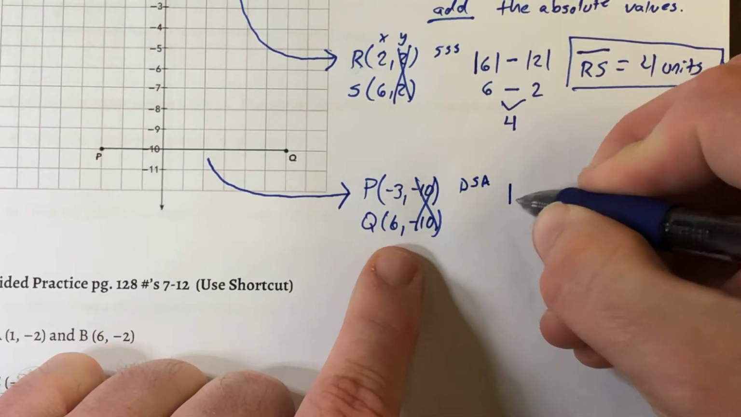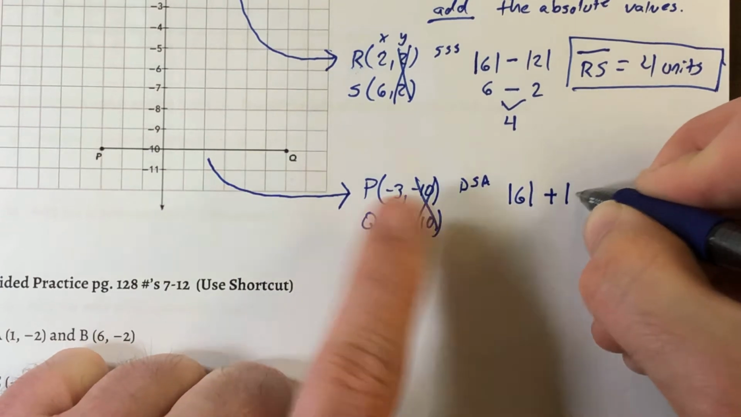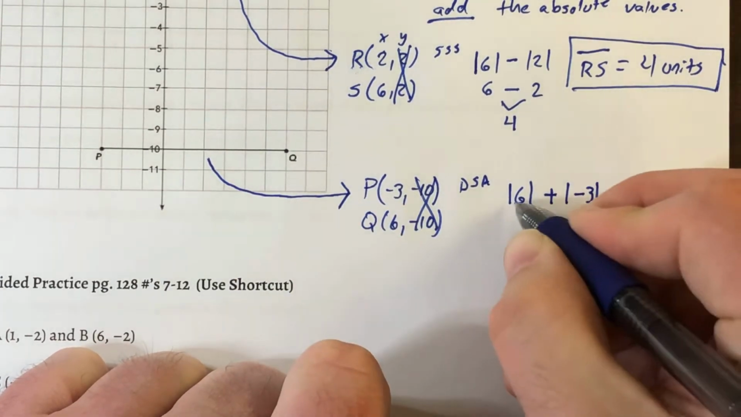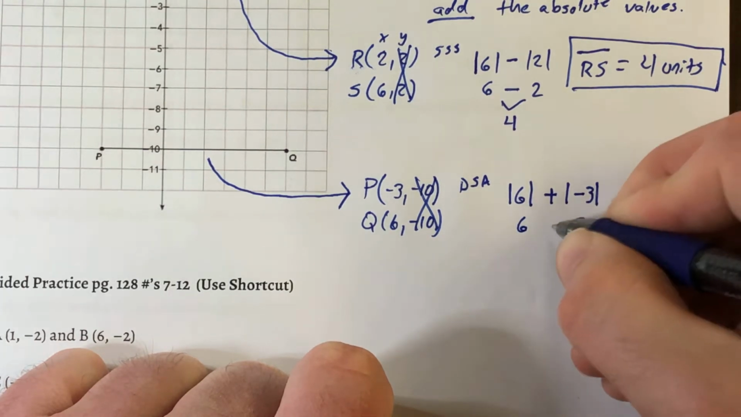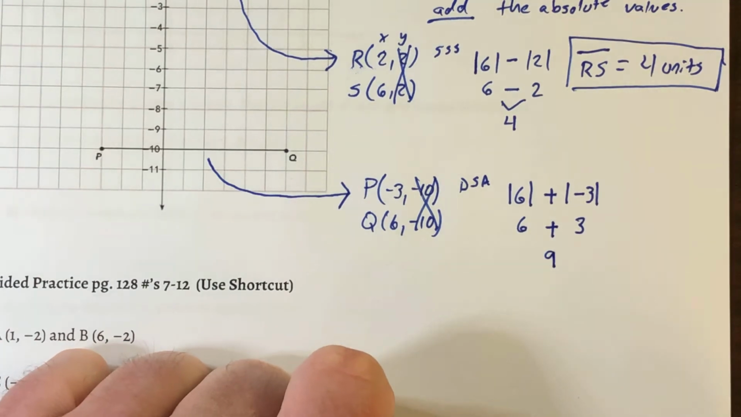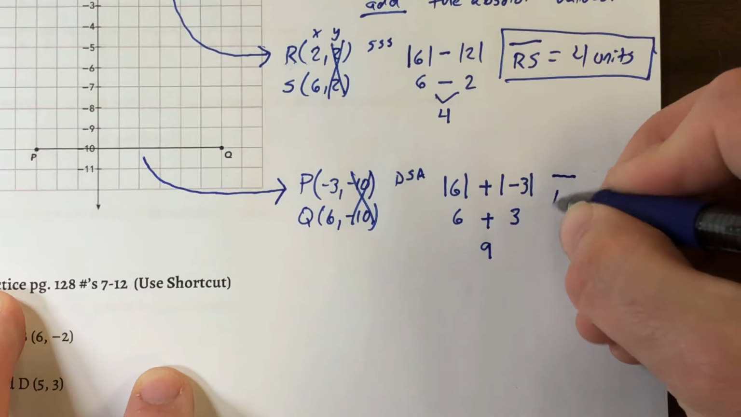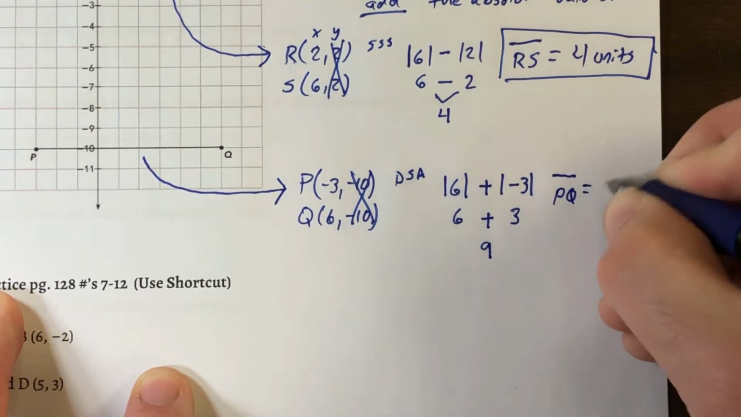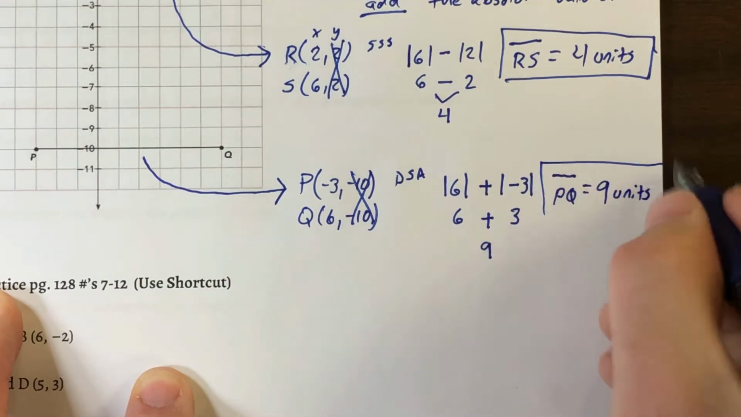So absolute value of 6 plus absolute value of negative 3. Absolute value of 6 is 6. Absolute value of negative 3 is 3. Going to add them. 6 plus 3 is 9. So the length of line PQ is 9 units.